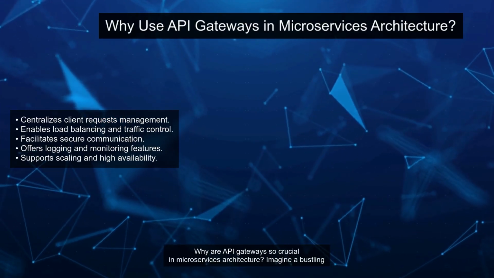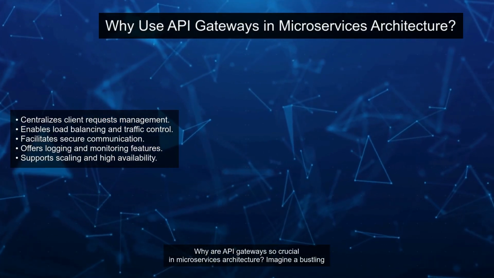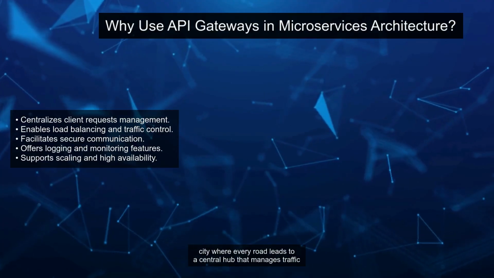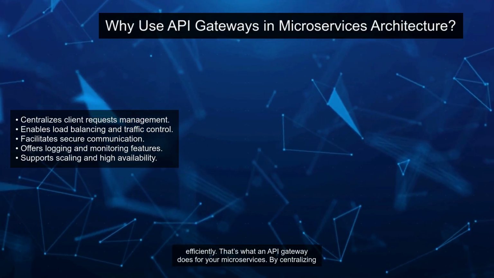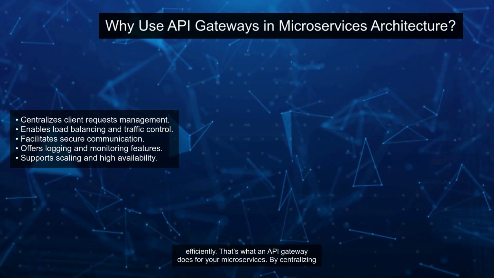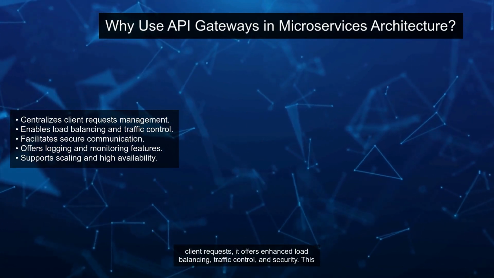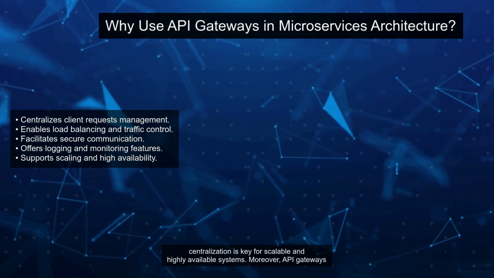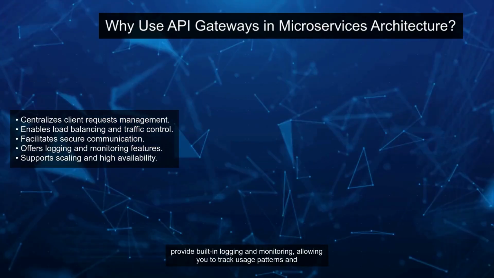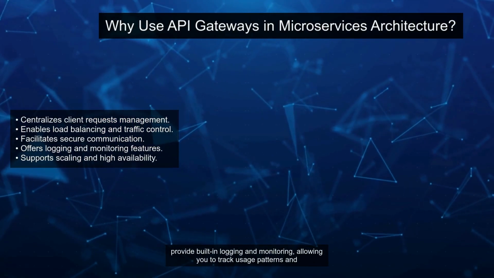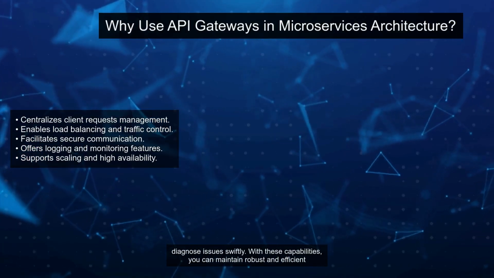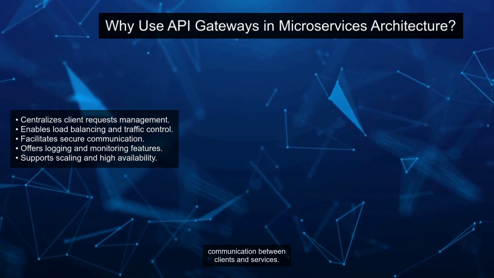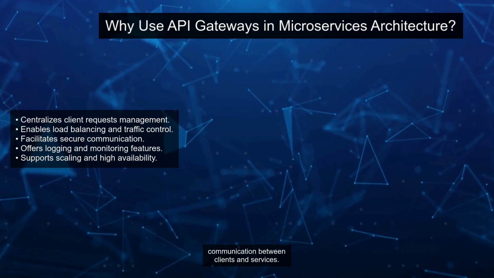Why are API gateways so crucial in microservices architecture? Imagine a bustling city where every road leads to a central hub that manages traffic efficiently. That's what an API gateway does for your microservices. By centralizing client requests, it offers enhanced load balancing, traffic control, and security. This centralization is key for scalable and highly available systems. Moreover, API gateways provide built-in logging and monitoring, allowing you to track usage patterns and diagnose issues swiftly. With these capabilities, you can maintain robust and efficient communication between clients and services.